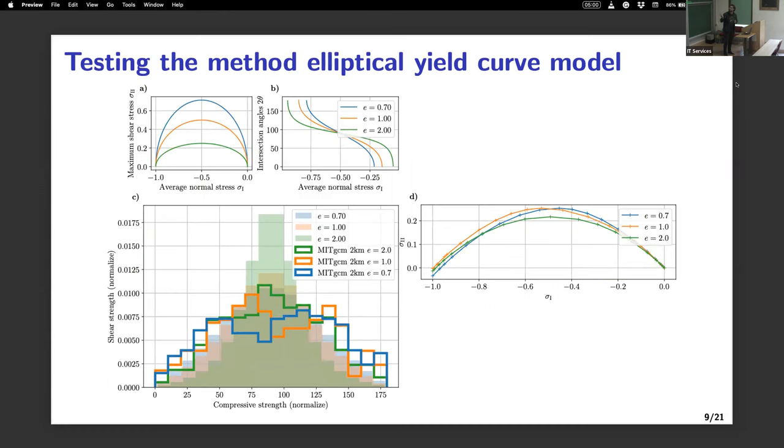What we did is to try to validate this method. We used it on the results of the model, and we can see that for the MHCCM at 2 kilometers, we can get a yield curve that looks like the top of the ellipse. So that would be just the part here. What's surprising is we get kind of the same yield curve for the three runs with different values of E. That was a bit surprising, but at least we get kind of an elliptical shape of yield curve.